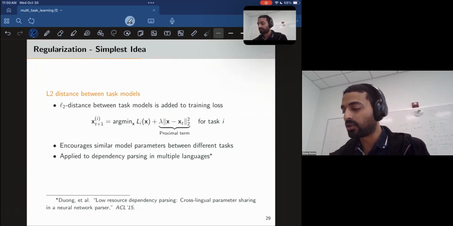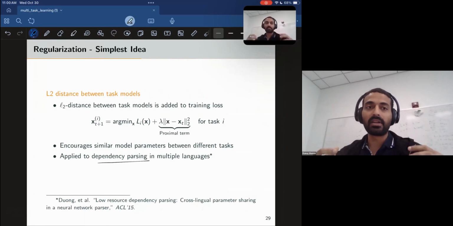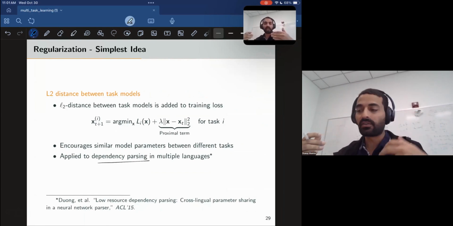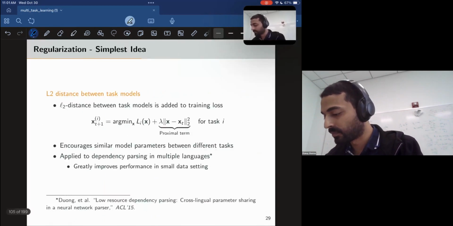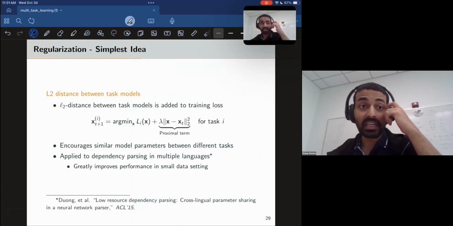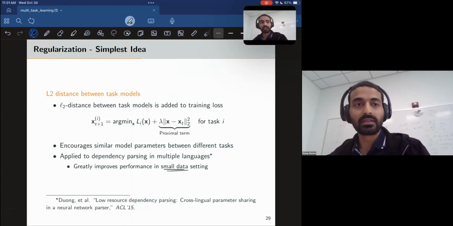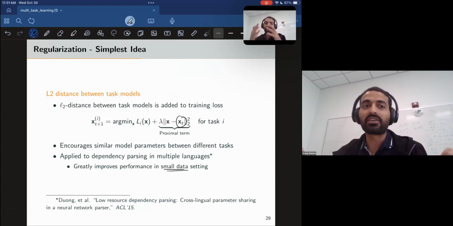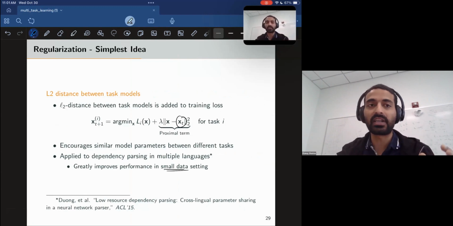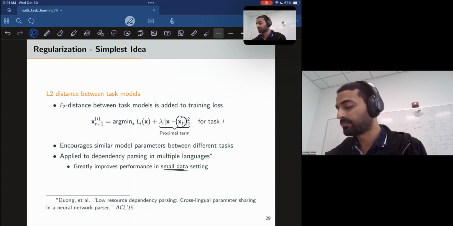And this was applied for dependency parsing in multiple languages. In this paper, they learned multiple models, one for each language, and they enforced all these models to be somewhat similar to each other. And this really helps if you have a lot less data. So if you have very little data, then it makes sense to have a global model or an average model or an aggregate model. And then for each specific task where there is very little data, you stay close to whatever your aggregate is.